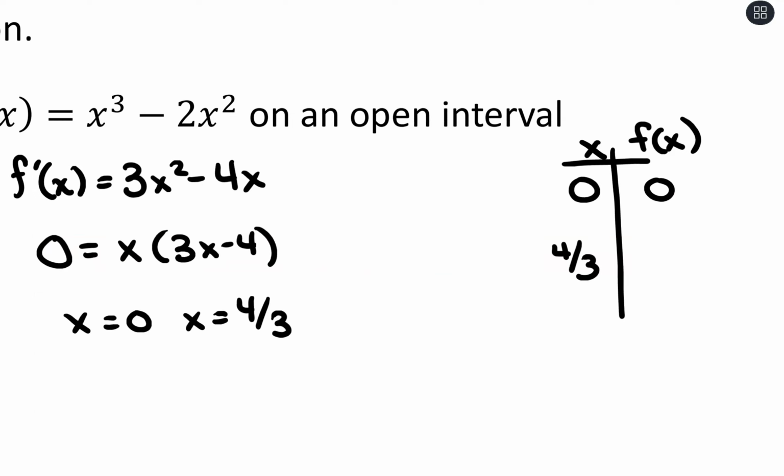If I plug in 0, that output will be 0. 4/3 is a little trickier. I'm going to throw that in the calculator. So 4/3 cubed minus 2 times 4/3 squared. That's negative 32/27, let's go decimals here. Negative 1.185. Let's say that. All right. Absolute minimum, absolute maximum for largest y value and smallest y value.